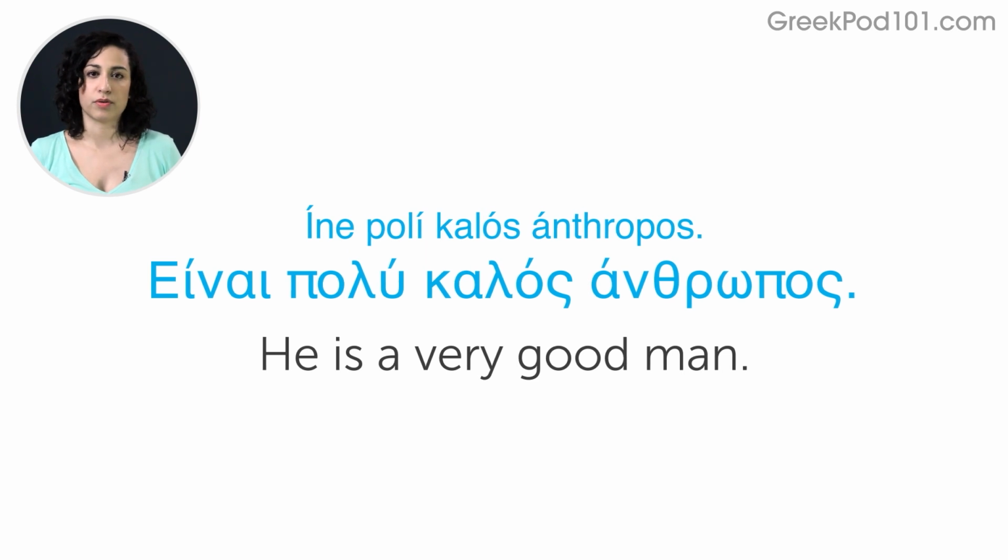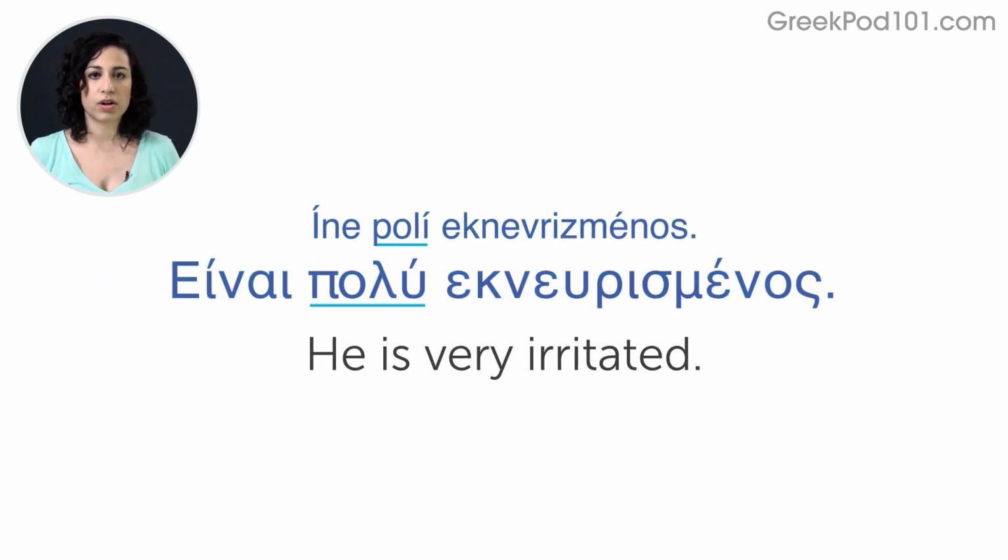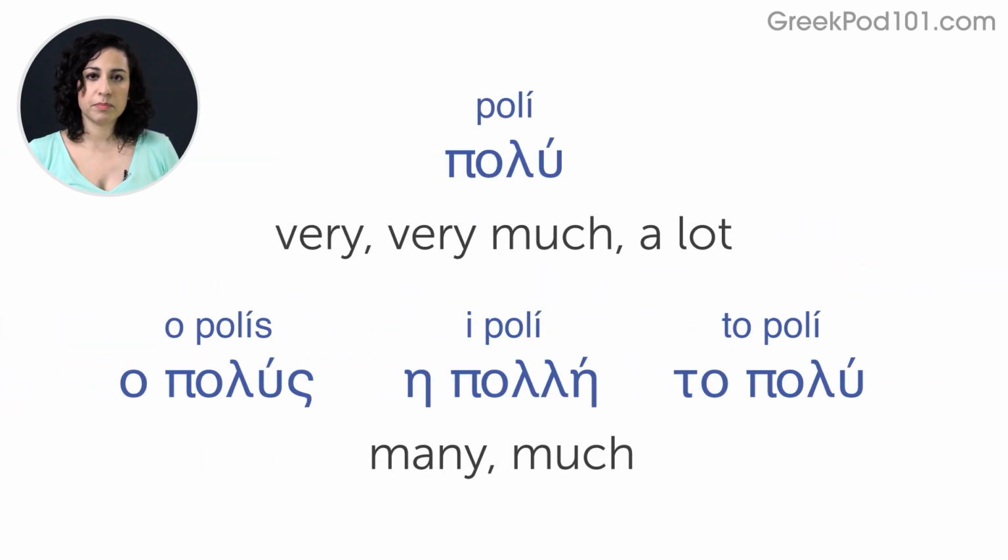Είναι πολύ καλός άνθρωπος, πολύ plus adjective, he is a very good man. Είναι πολύ εκνευρισμένος, πολύ plus participle, he is very irritated. Many people, including native Greeks, misspell it because they confuse the adverb with the adjective o polis, i poli, to poli, meaning many or much.